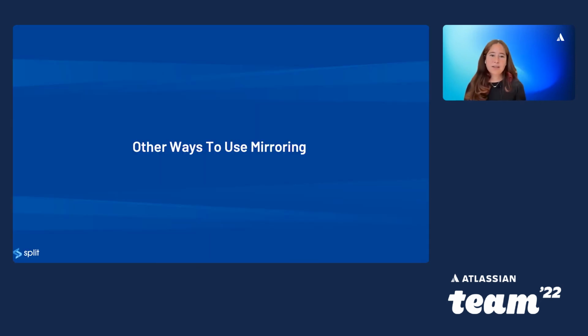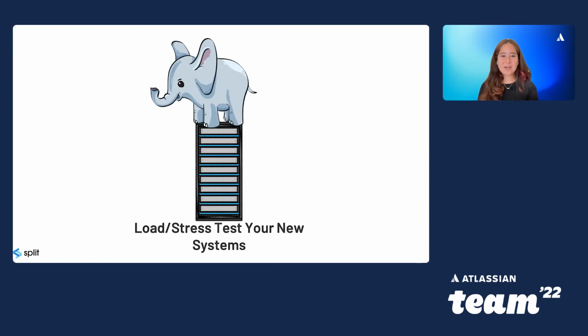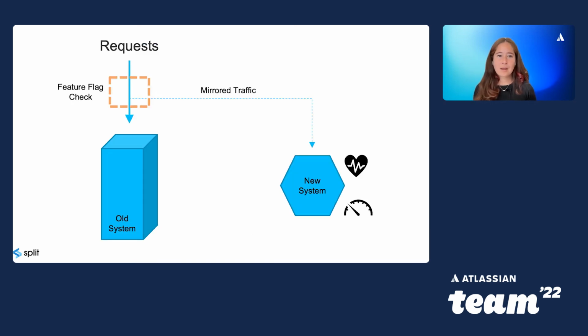So that's for calculating costs using feature flags. Another way, so we're now going through other ways you can use mirroring essentially, is for load or stress testing of your systems. With load testing, you basically just want to make sure that a new system can handle the expected load that it's going to get.